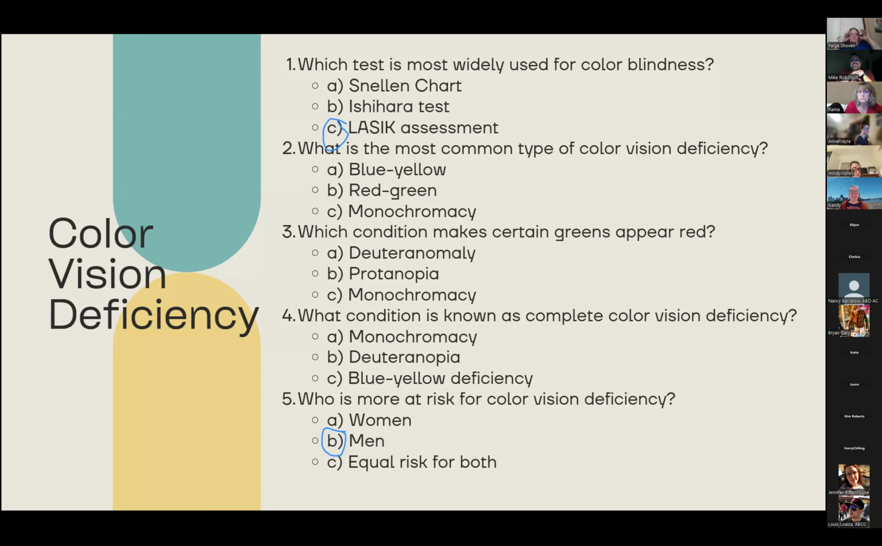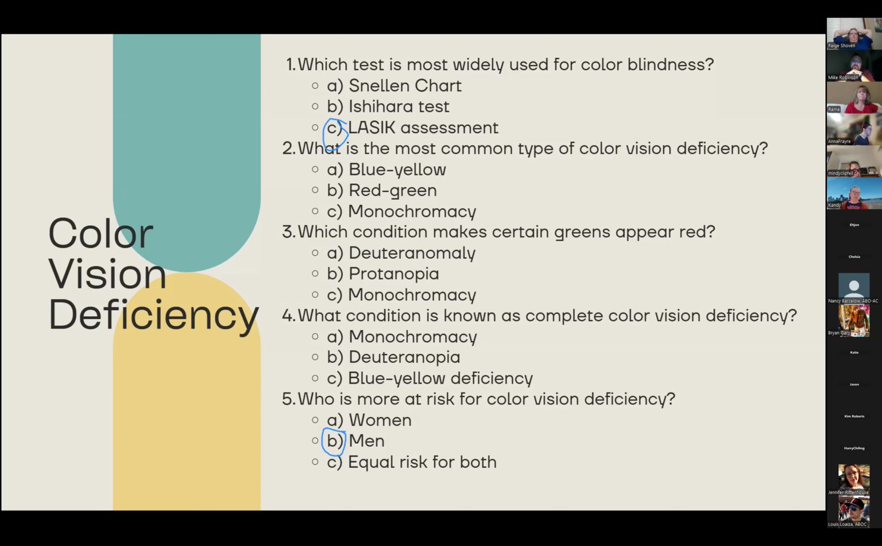What is the most common type of color vision deficiency? A, blue, yellow. B, red, green. Or C, monochromacy. Say that 3 times fast. Monochromacy.